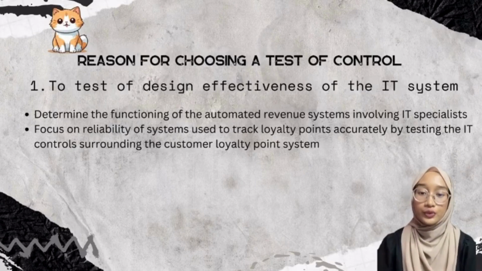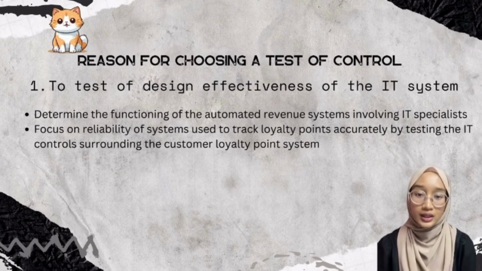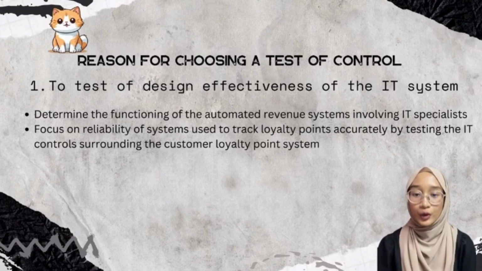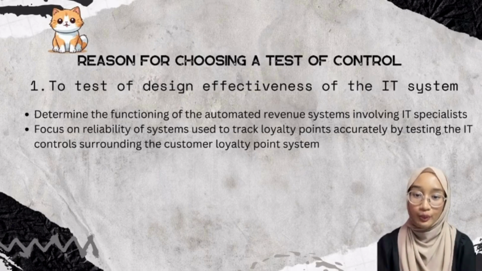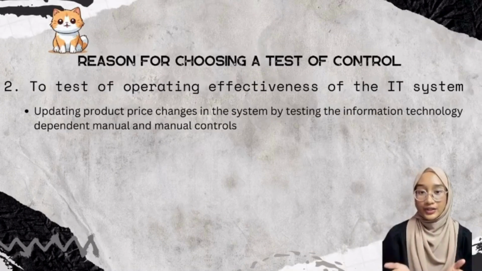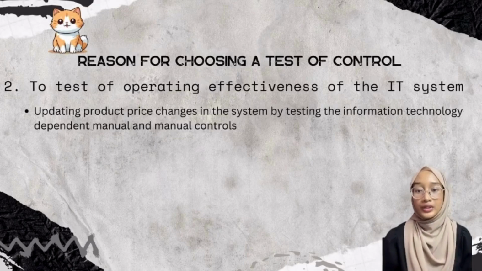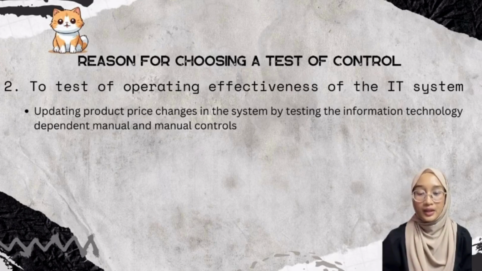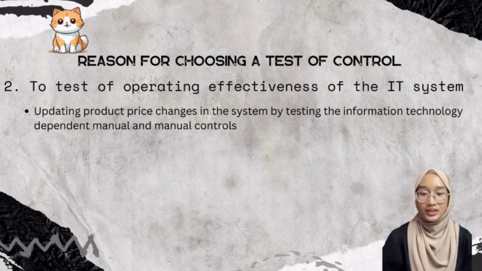Furthermore, tests of control would focus on the reliability of the system used to track loyalty points accurately by testing the IT control surrounding the customer loyalty point system. Another reason is to test the operating effectiveness of the IT system. Auditors assess the appropriateness and efficiency of manual intervention and its integration with the IT system while updating product price changes in the system by testing the information-dependent manual and manual controls.